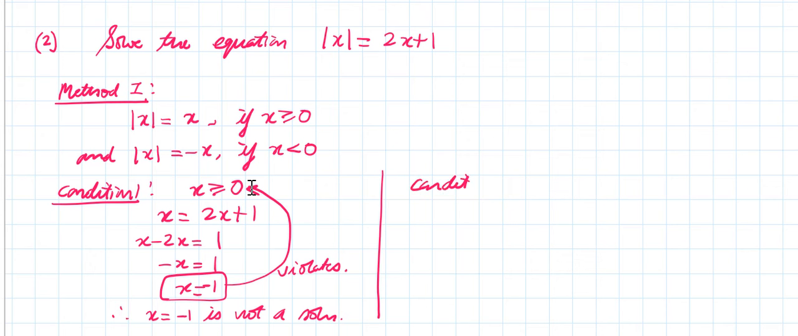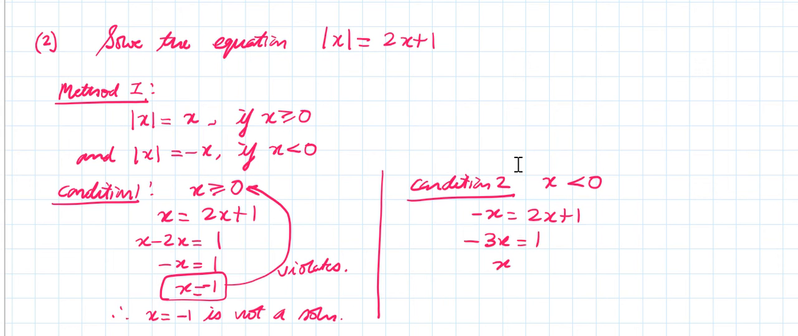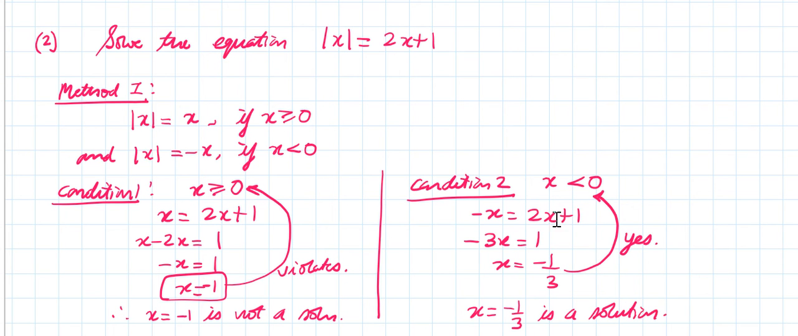Now we'll take condition 2 and repeat the same thing. Under condition 2, my condition is x is less than 0. Under this condition, mod x is equal to minus x. So that's what I'll do. Minus x is equal to 2x plus 1. I'll replace this mod x by minus x under this condition, and I solve for x. Now this solution should fall within the condition. The condition says it will accept only when x is less than 0. Yes, so it satisfies the condition. Hence, x is equal to minus 1/3 is the only solution for this absolute value equation.